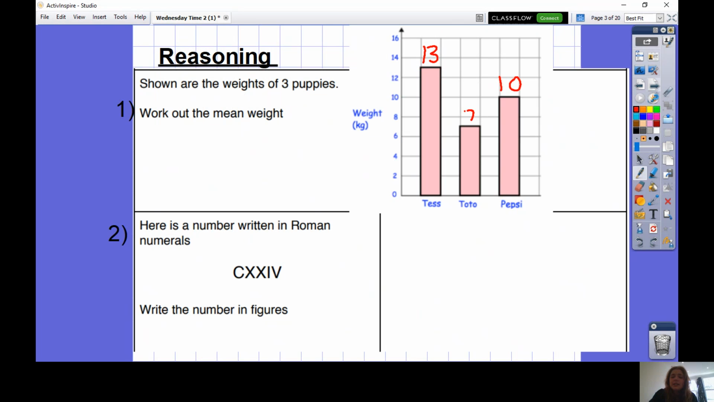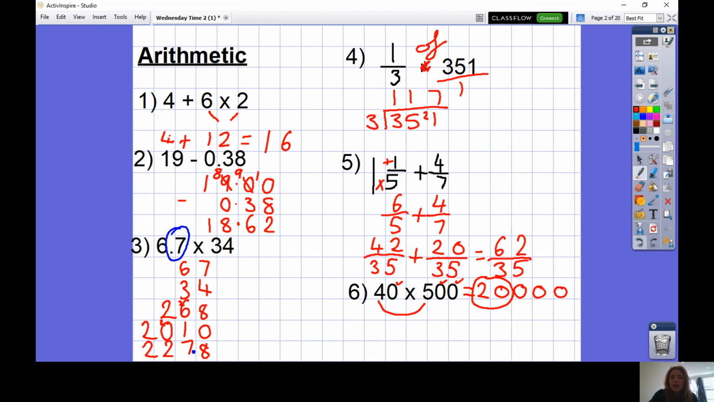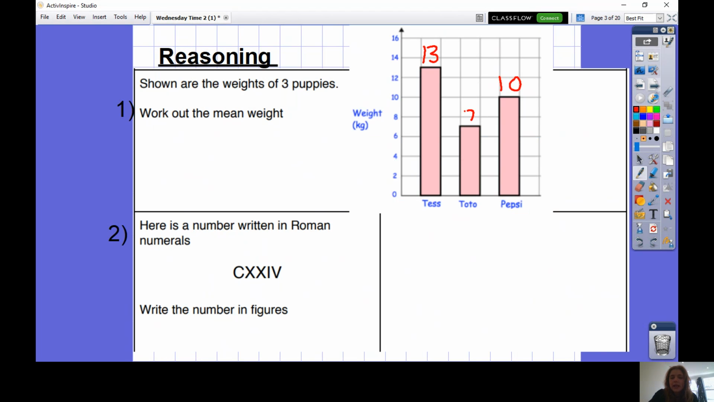Okay, for your reasoning questions today, oopsie. Just realised I've put some of the answer here by mistake when I was quickly working it out before the lesson. I am terribly sorry. Please pretend you didn't see that.